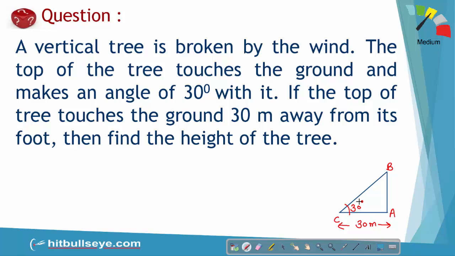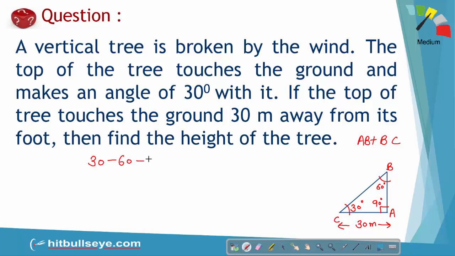Also, the distance between the top of the tree and its foot is given as 30 meters. So AC is 30 meter. We want to calculate the height of the tree. Now what is the height of the tree in this case? It will be AB plus BC, because the tree is broken. Now we can apply ratio here. Of course this is 90 degree, because it is written that this is a vertical tree. So the remaining angle will be 60 degree.